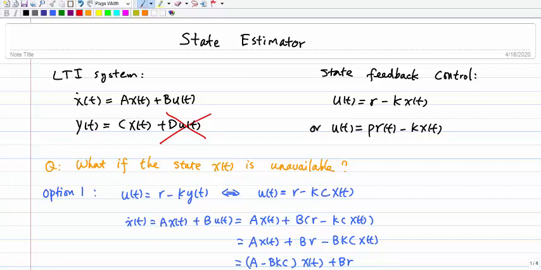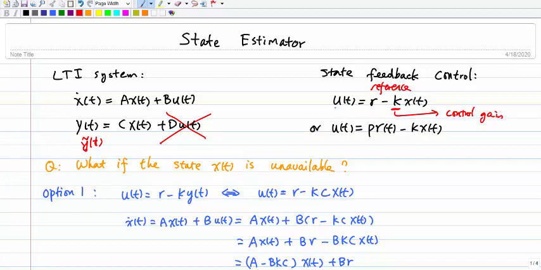So if I give a linear time invariant system given by x dot t, which is Axt plus But, yt is Cxt plus Dut. Typically, we ignore the Dut because given the ut, I can subtract it from yt, so I can get a simplified output yt. That's why we can ignore this one for simplicity. Now, for this system without the D time ut part, the standard state feedback control is typically given by ut is r minus Kxt, where r is called reference, K is control gain, and xt is the state.